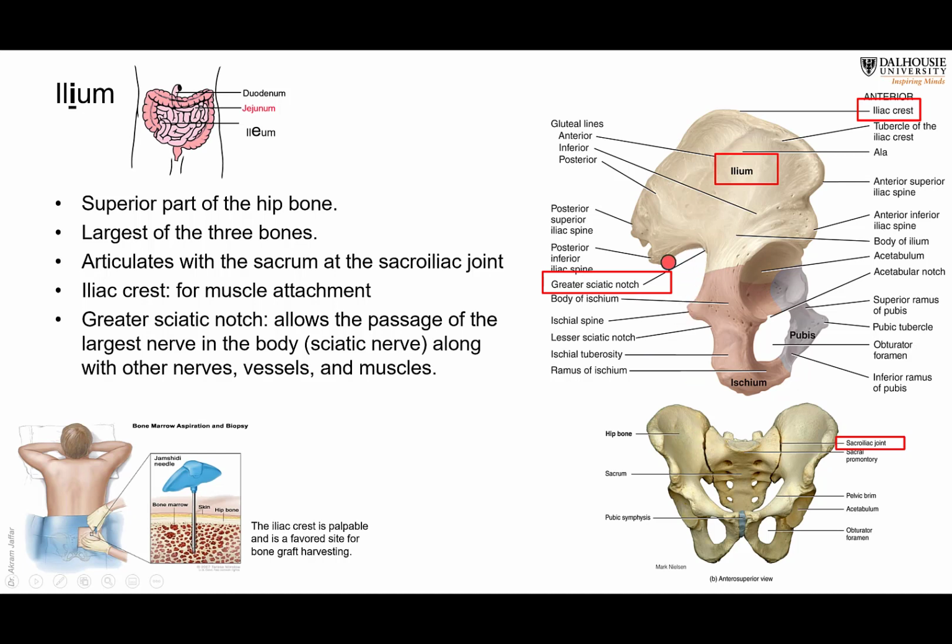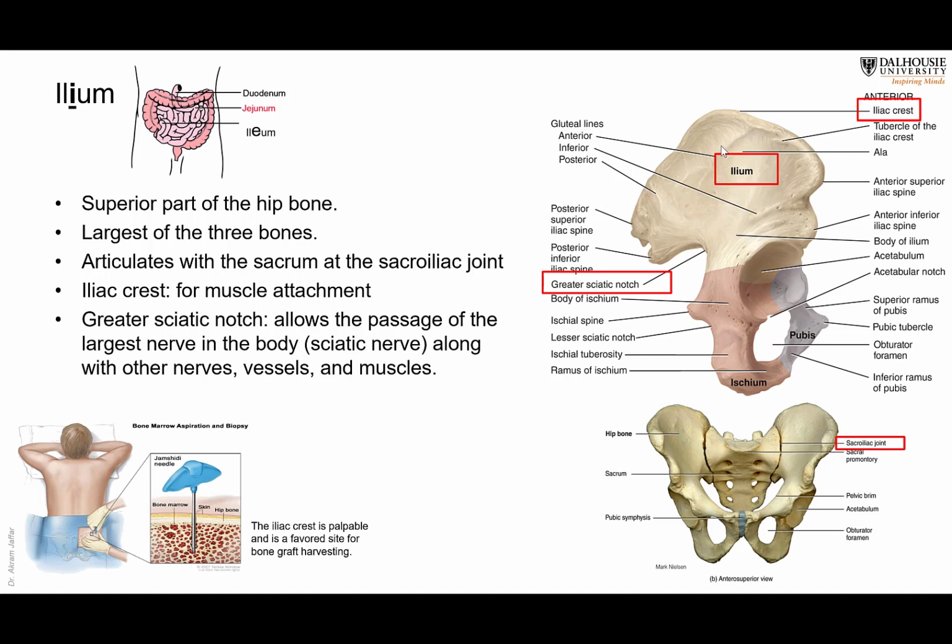This notch of bone is called the greater sciatic notch. This greater sciatic notch transmits the biggest nerve in the body, in fact, which is called the sciatic nerve. We are going to study that nerve later on. Of course, it's not only the sciatic nerve, but there are other nerves, vessels, and even a muscle passing through the greater sciatic notch. Now, this bone, just to remind you, is a flat bone, so you expect that it contains red bone marrow, easily accessible because you can feel it under the skin.